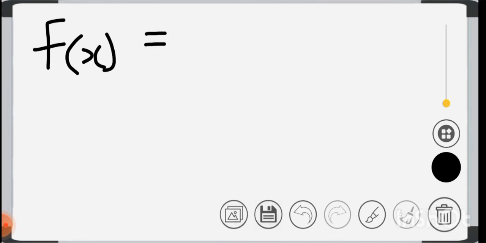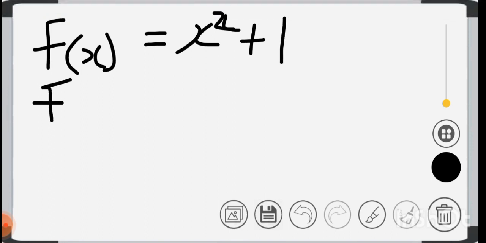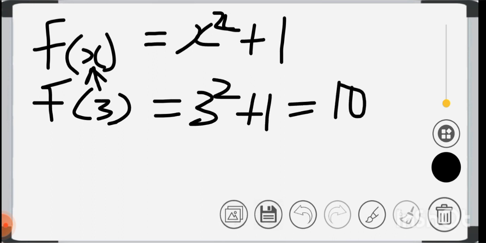Now, for example, I can tell you f of x, that means a function of x, is equal to x squared plus 1. Evaluate the function at 3. So this means that anywhere you see x, you put 3. So I'm going to have 3 squared plus 1, that's equal to 10. That is 9 plus 1, 10.